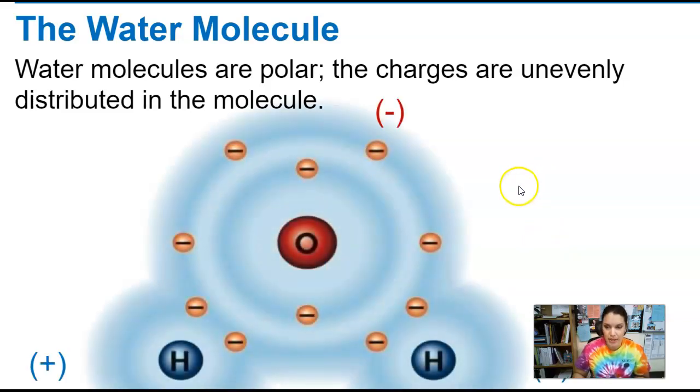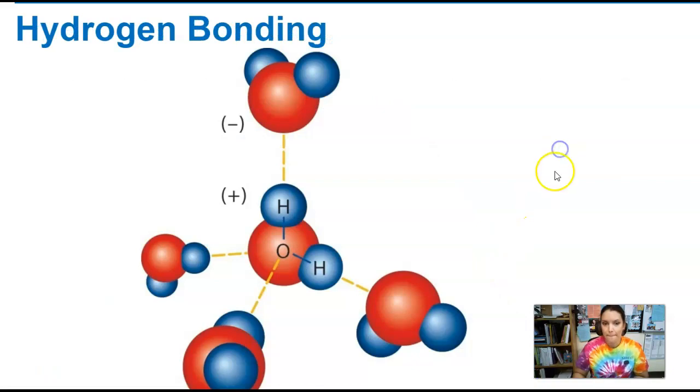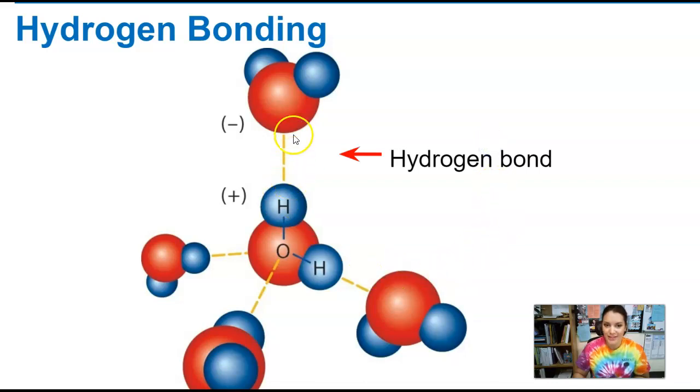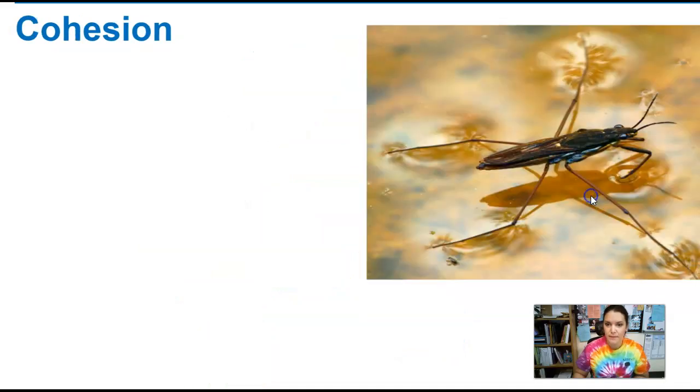So there's the negative charge and then the positive charges where the hydrogens are. All right, and hydrogen bonding is a very special bond. You can see these yellow ones here are the hydrogen bonds.